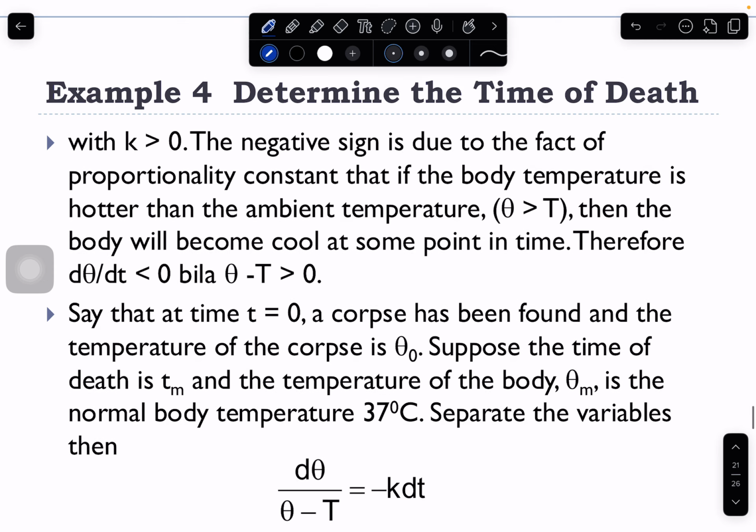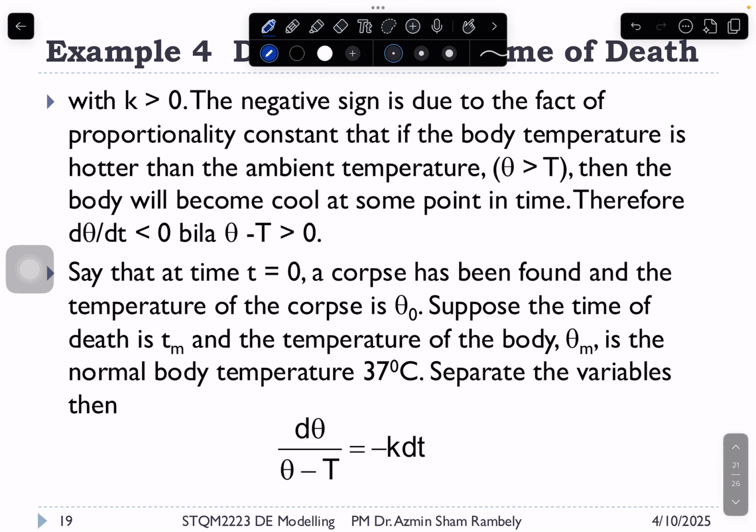Okay, now the problem is, let's say at time t equals 0, when we find the corpse, the temperature is at a certain number. Usually when you watch CSI, they will come and measure the temperature of the corpse at that time, and they will record that time. So that time we're going to consider as t0. Okay, so when we want to know what is the time of death, we can calculate it, right?